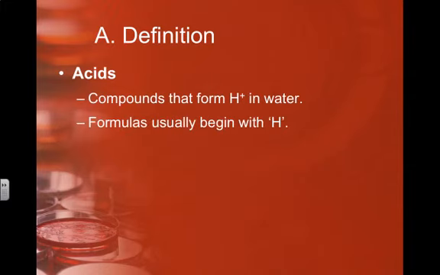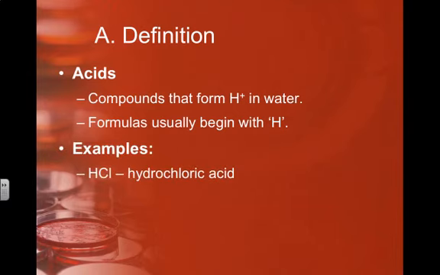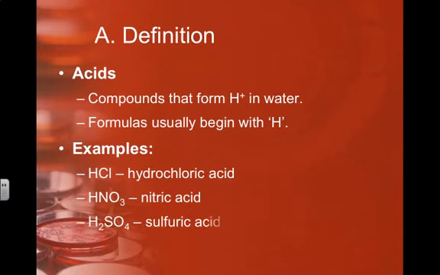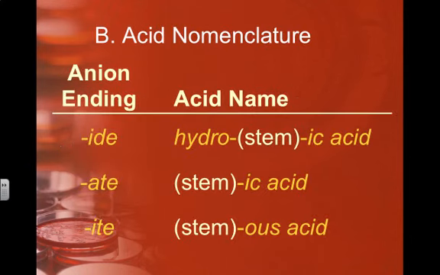The formulas usually begin with hydrogen. So hydrochloric acid is an example, nitric acid is an example, and another example is sulfuric acid. Now that you know what an acid is, we're going to talk about how to name them, because they have their own special naming rules.